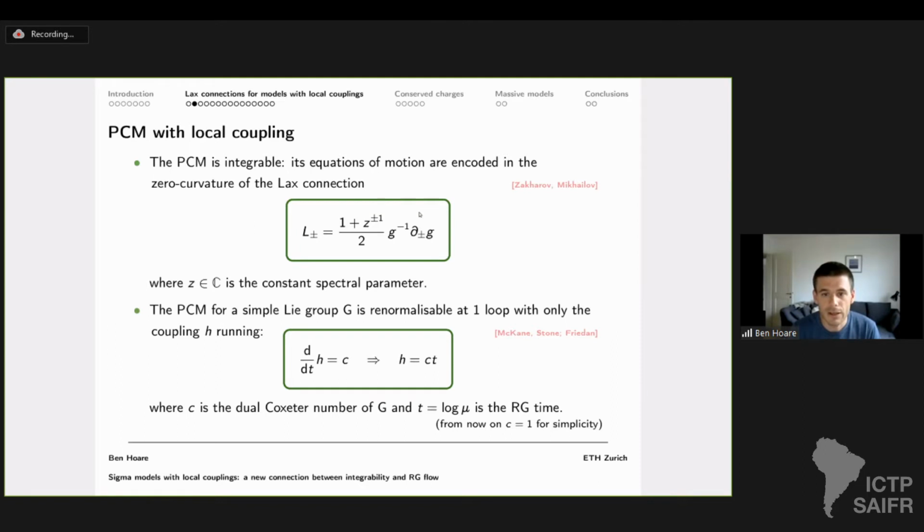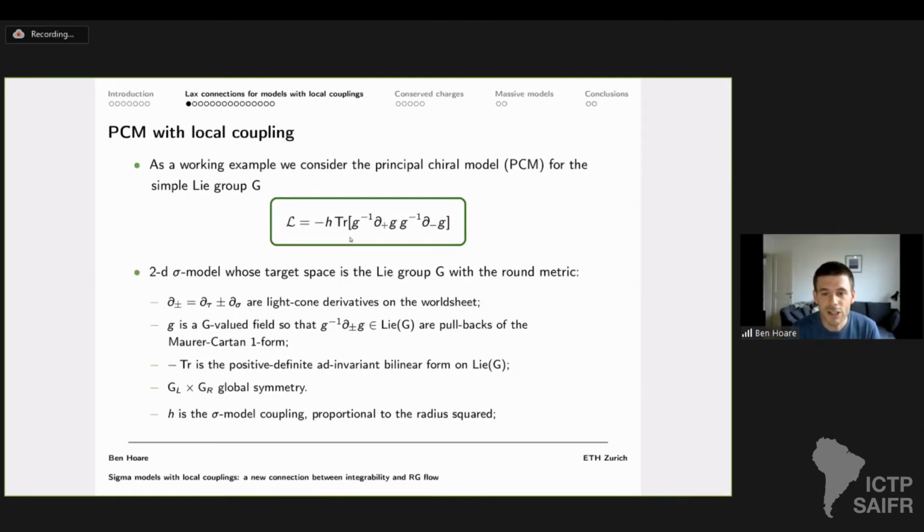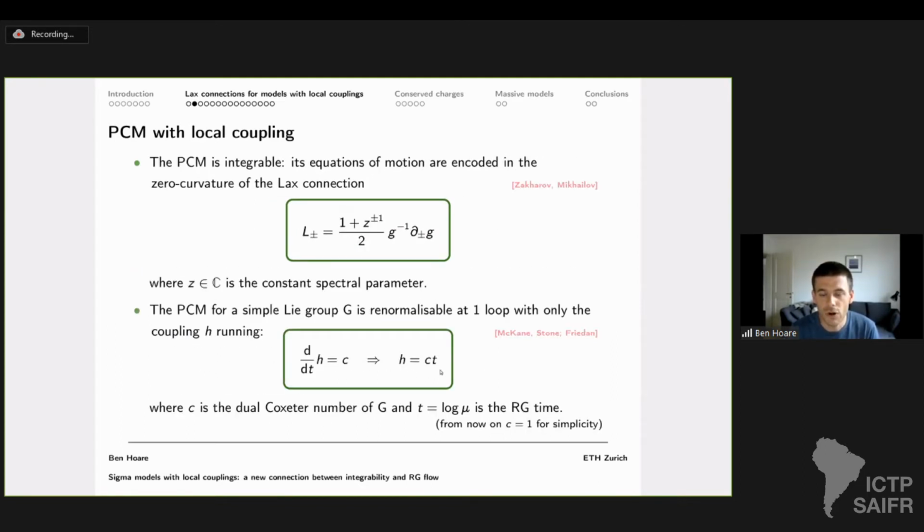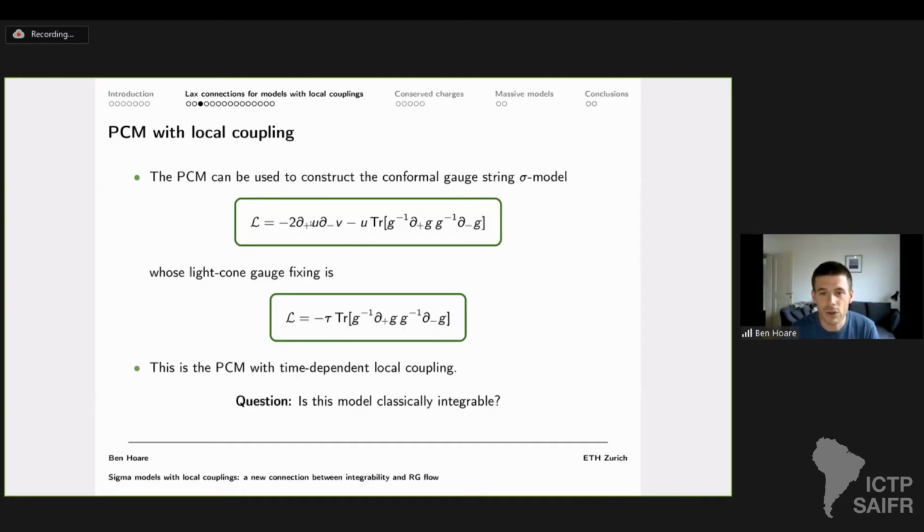We start from the model, we replace h by its solution to the one loop RG equations, and then we replace the RG time by this coordinate u. So that's exactly what we have here. And the light-cone gauge fixing of this then just amounts to setting u equals tau. So we've got what we thought we got: the PCM with a time-dependent local coupling. And the question rephrased now for this model is: is this model classically integrable?